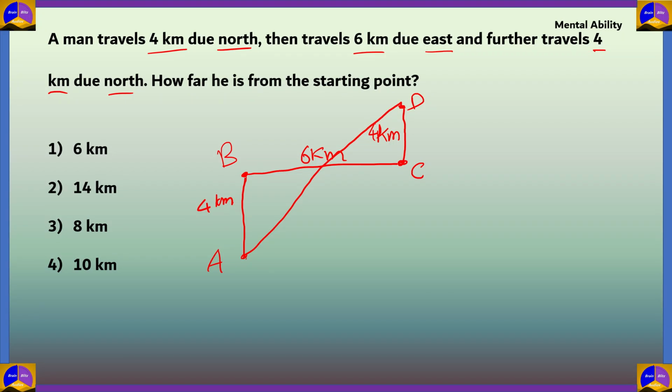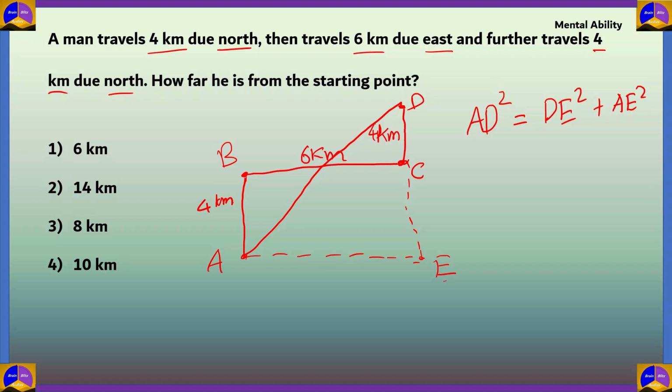So now if we extend line DC and draw a line from A, it meets at a point. Let's call this imaginary point as point E. Now if we look carefully, AD, that is the distance the man is from the starting point, is the hypotenuse of the right triangle we have just drawn. So that means that AD square would be equal to DE square plus AE square according to Pythagoras theorem.